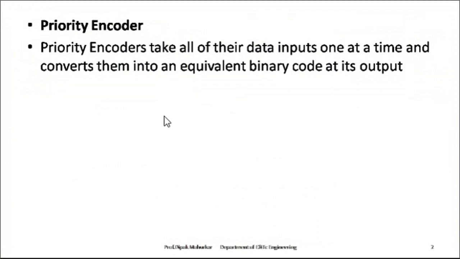A priority encoder takes all of its data inputs one at a time and converts them into the equivalent code at its output. The inputs are taken at one time, and after that they are converted into their equivalent binary code. Right?